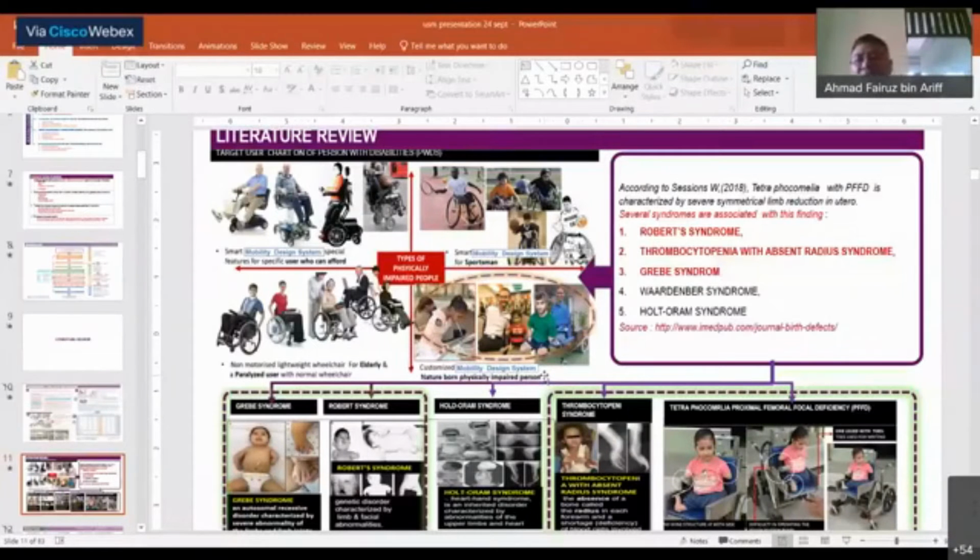According to the 2018 session, tetraphocomelia with PPFD is characterized by severe symmetrical limb reduction. Several syndromes are associated with this finding: Roberts syndrome, cytopia with absent radius syndrome, Rep syndrome, Warderman syndrome, and Holt-Oram syndrome. These five syndromes, shown underneath, can be associated with tetraphocomelia.